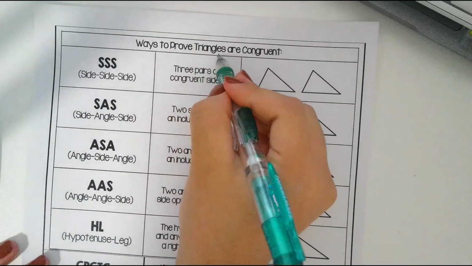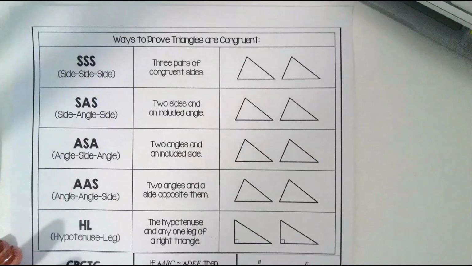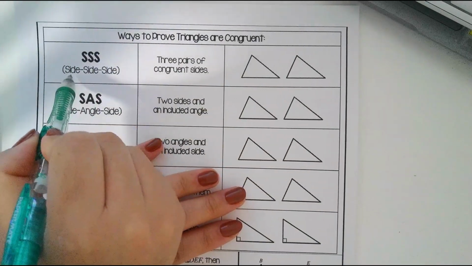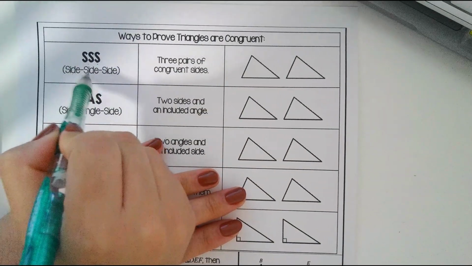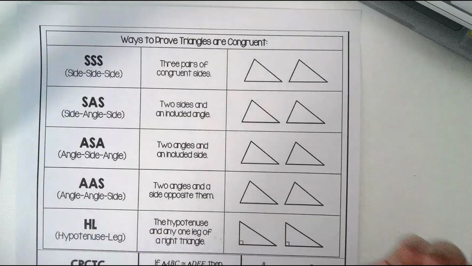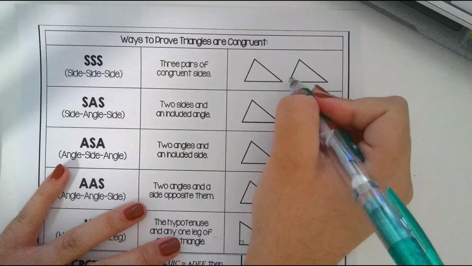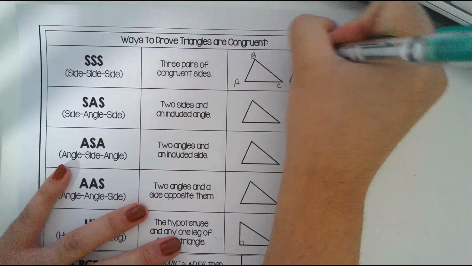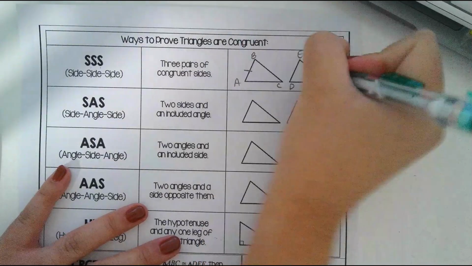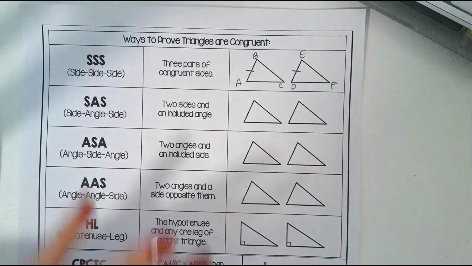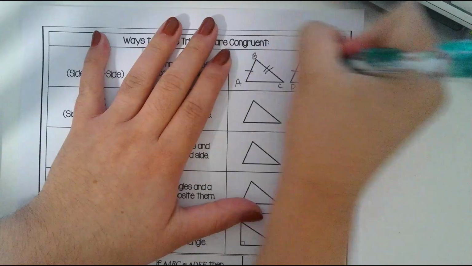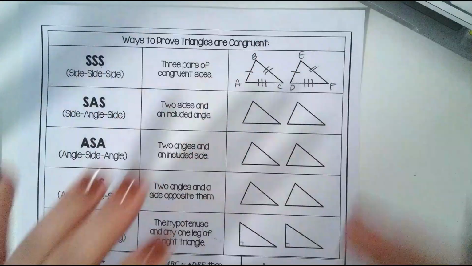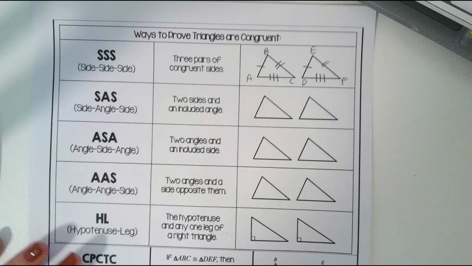To prove that triangles are congruent, these were the 5, okay? So if you want to use SSS, that means the side, side, side theorem, you need to prove that the 3 pairs are congruent. So if we have triangles ABC and DEF, you need to show that it has 3 sets of congruent sides. That's 1 set, 2 sets, and 3 sets. That means you need to prove that all 3 sides are congruent to use SSS.